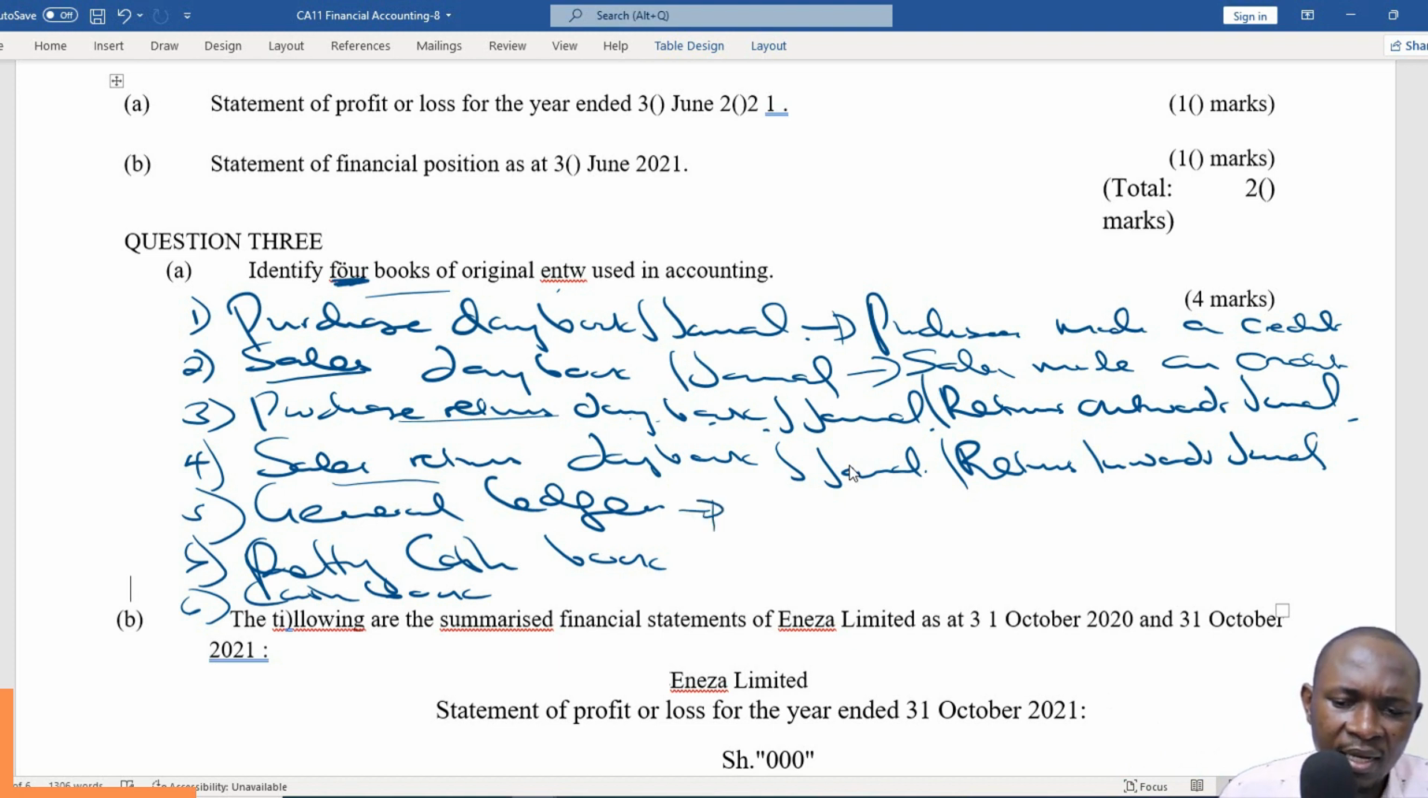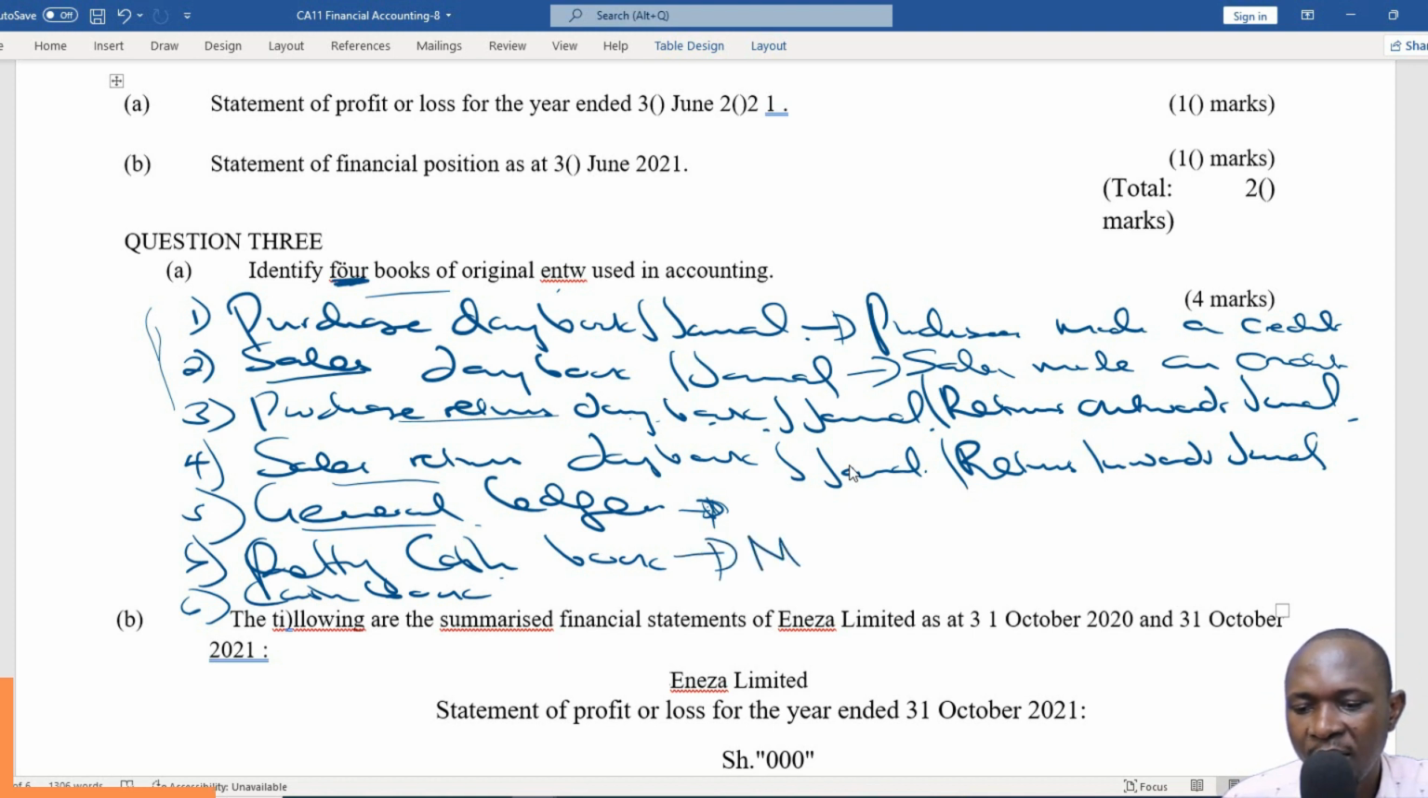General ledger, this one records all the other transactions that cannot find a place in any of these other books of original entry that we've just mentioned. If a transaction can't find its place in these, then it will go to the general ledger, just as the name suggests.